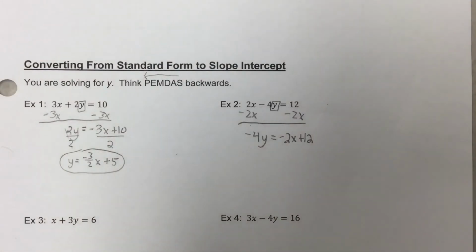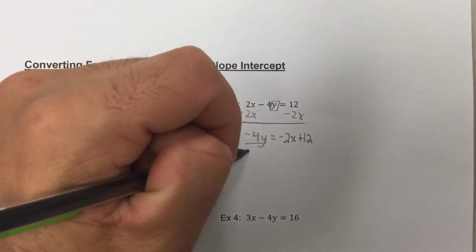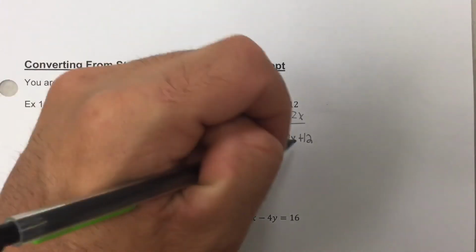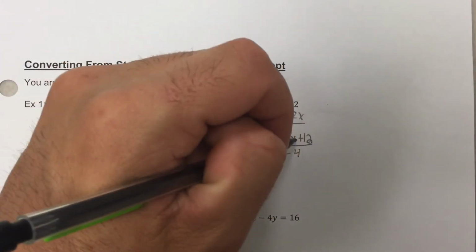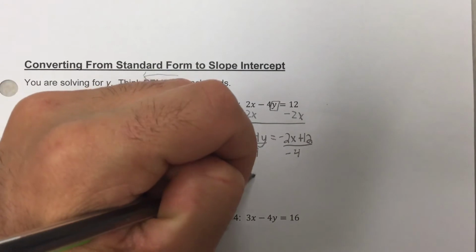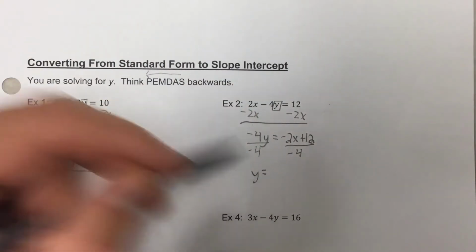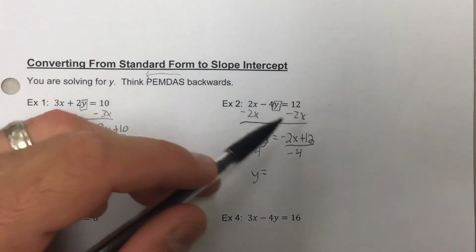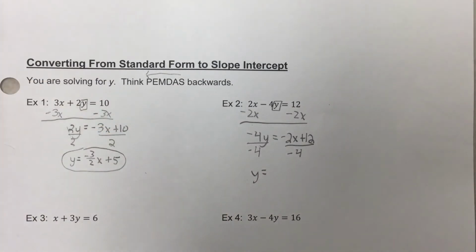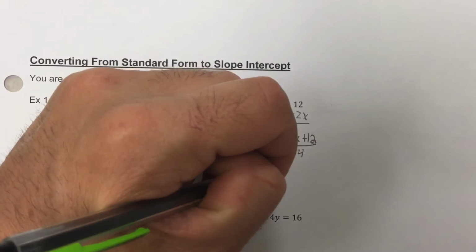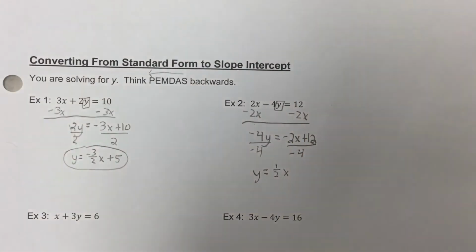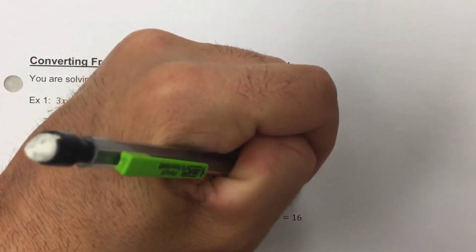12. And then I divide by negative 4 to get the y by itself. And remember the Hart method, you are dividing each of those terms by negative 4. So the negative 4's cancel, so I get 1y or just y. A negative divided by negative is positive, and 2 over 4 reduces to 1/2. Always reduce your fractions. So I get 1/2 x. And 12 divided by negative 4 is negative 3.